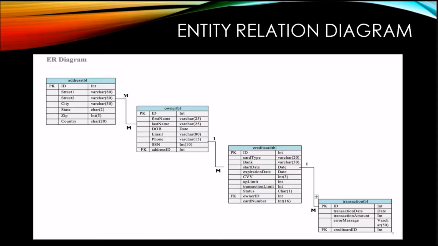On every table, we have a primary key and a foreign key. For our owner's table, we have a foreign key for address ID. For the credit card table, we have an owner ID as well. And for the transaction table, we have credit card ID.